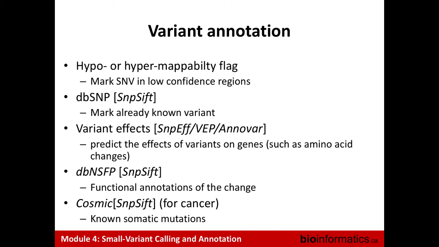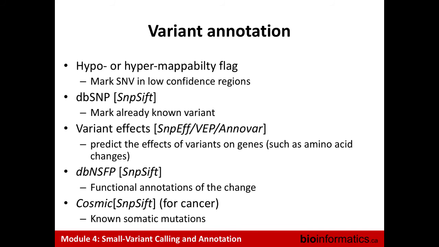dbSNP helps you to know if the variant you are looking at is already known and has already been reported by other groups. So if you are looking for a rare variant or rare disease, but you see that this is a common variant that is known, you will say, okay, this is not the one I will be interested in.